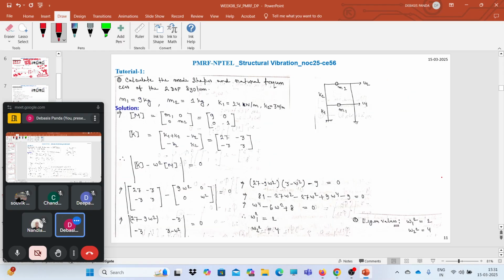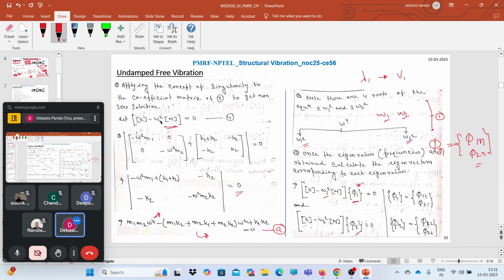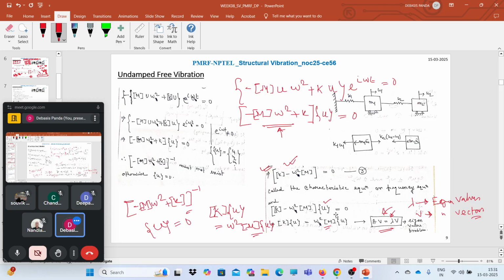So first, let's quickly solve one example. Till now, what we have done is solved the equation of motion, and we have two eigenfrequencies, the two frequencies. That means we converted the total equation into an eigenvalue problem, and found the eigenvalues and eigenvectors.